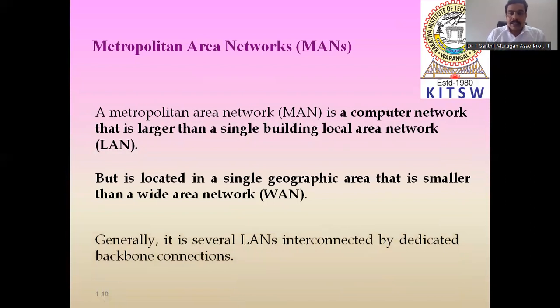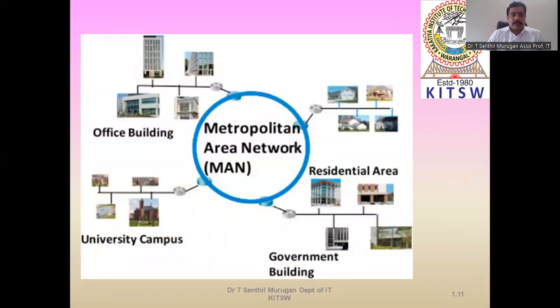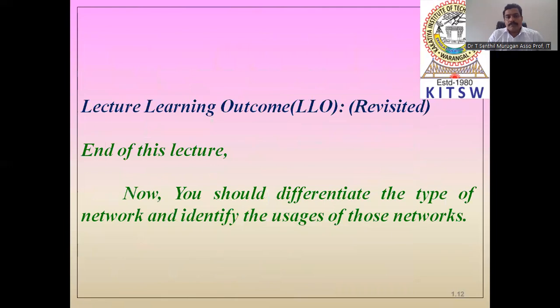Generally, it may be interconnected by dedicated backbone connections. One connection will be there. In that connection, they are tapping it and connecting their offices or buildings. So for example, are you able to see this diagram? The dedicated link or one common link will be used to connect office buildings, university campuses, government buildings, residential areas, like different places in the particular city. That is considered as the metropolitan area network.